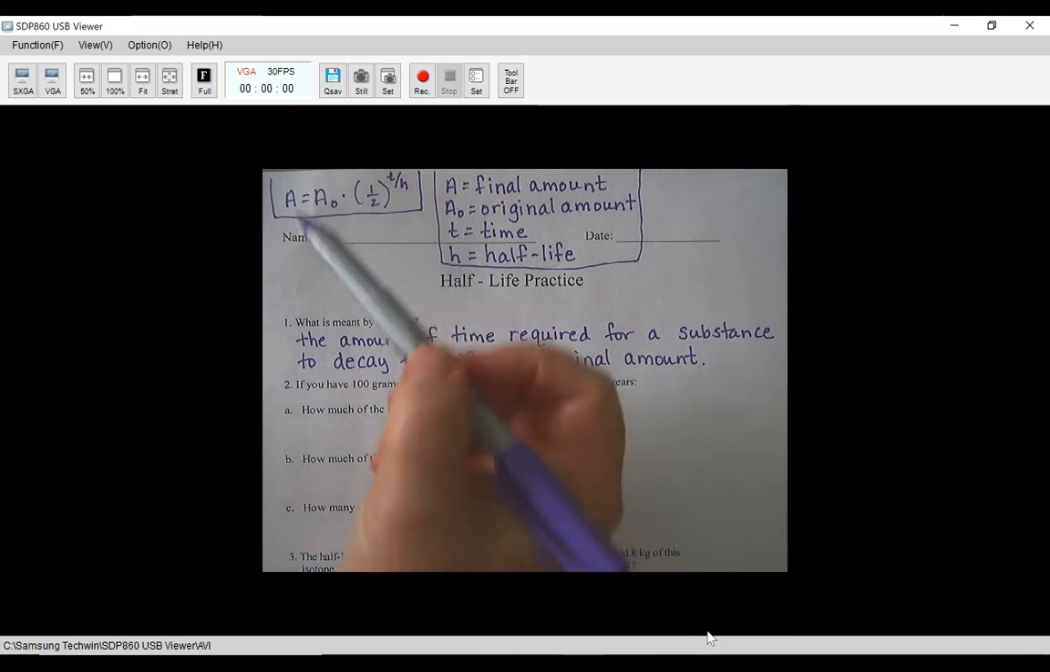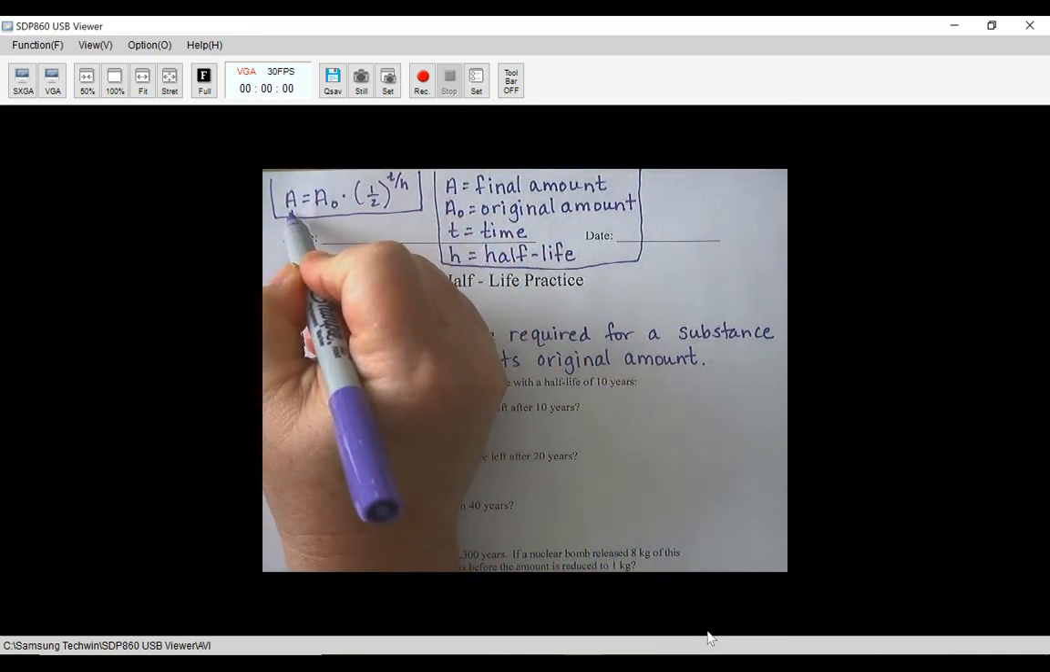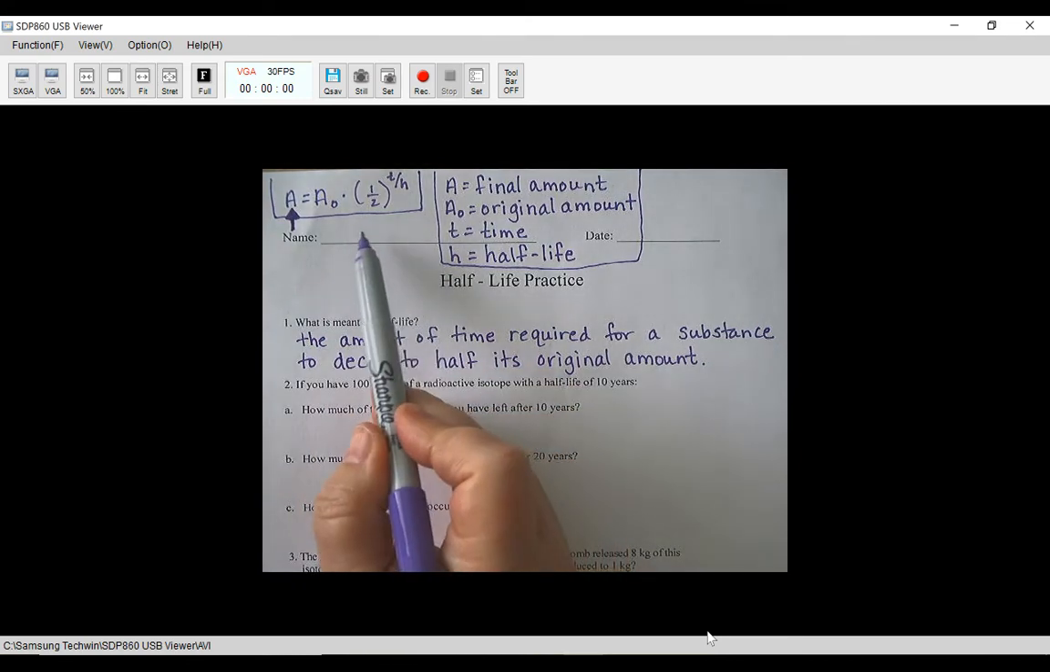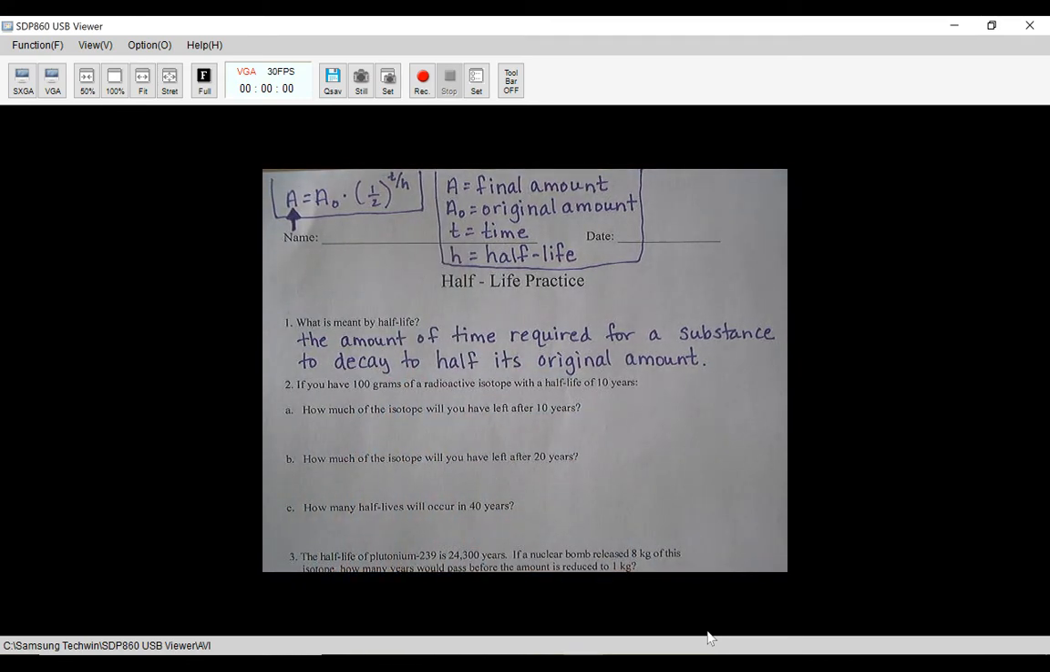So the formula is most useful whenever what you're trying to find is this final amount. That's when it's most useful. If that's all you want to know, then you can plug your numbers into this formula and figure it out.